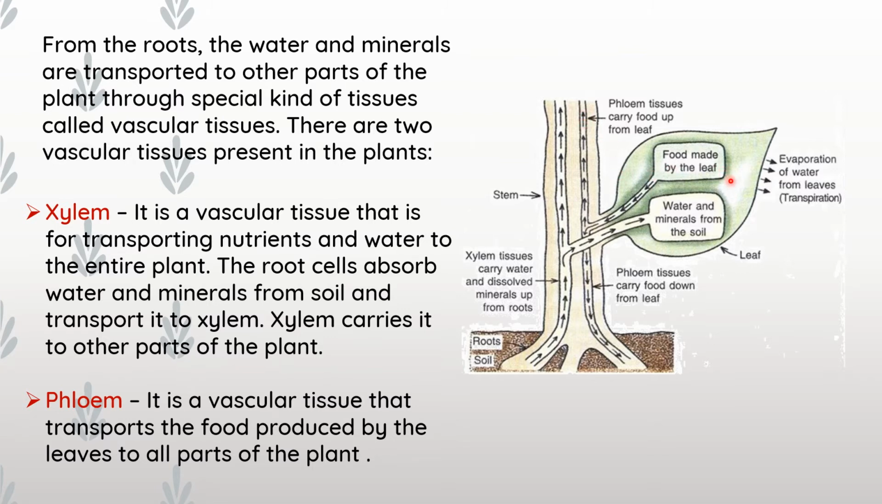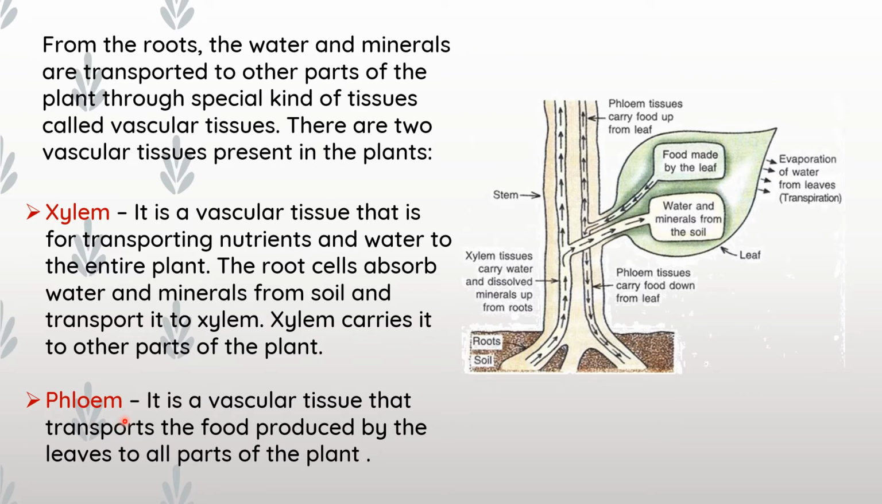And you know that leaves are the kitchen of the plant. Leaves prepare food by the process of photosynthesis, and the food is also supplied to all parts of the plant. That is done by phloem. So the things necessary to make the food, that are water and minerals, are transported through xylem, and the food prepared by the leaf is transported to all parts of the plant through phloem. That is the difference between xylem and phloem.